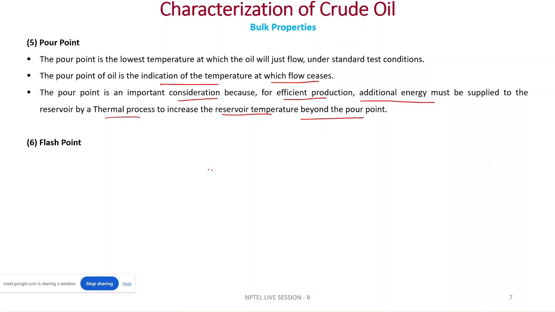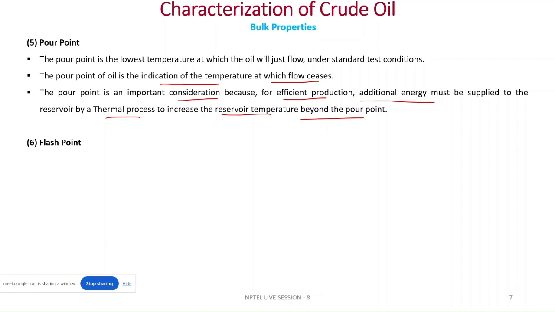So based upon the pour point, there will be additional energy requirement. So it depends. It also facilitates how the crude oil flow will be happening from reservoir production.